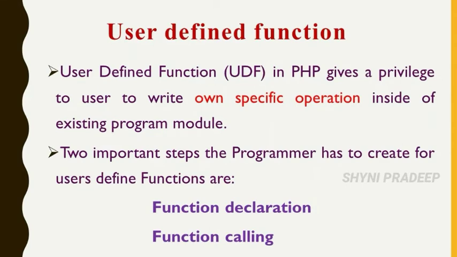Who is the user? We are the users. So we can define this function. If you are writing a program, you can define your own function. That function is called a user-defined function. A user-defined function in PHP gives the user the privilege to write their own specific operation inside the existing program module. There are two important steps used to create user-defined functions. What are they? Function declaration and function calling. So you have to write the function name in the declaration part, and then the function calling.